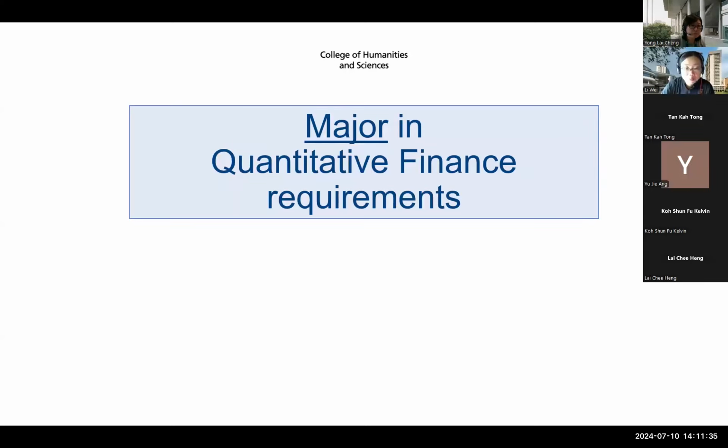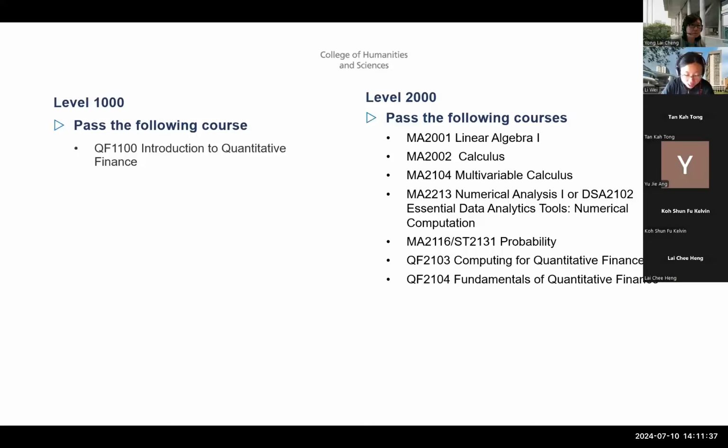Let's look at the real course listing now for this major requirement for QF. On this slide, we have 1,000 on the left and 2,000 on the right. There is only one course at level 1,000 and 7 courses at level 2,000. In this case, all courses here are essential. That means they are compulsory. They must all be read and completed for the QF requirements.